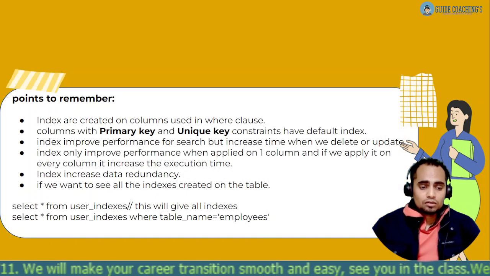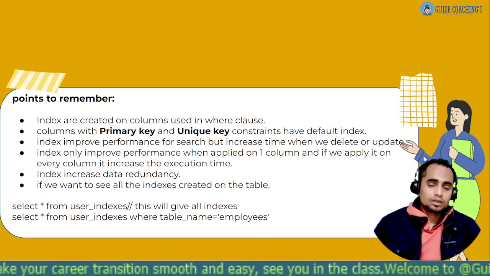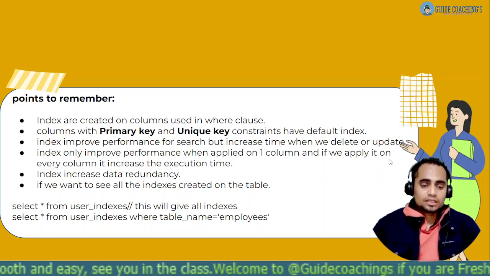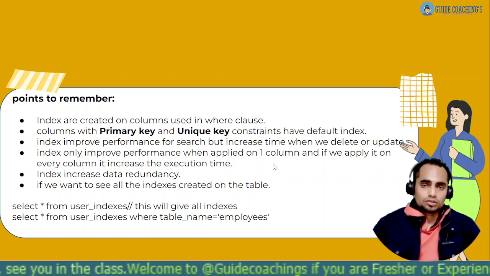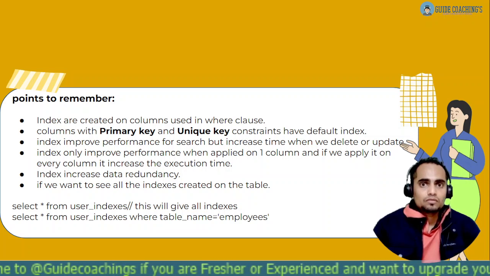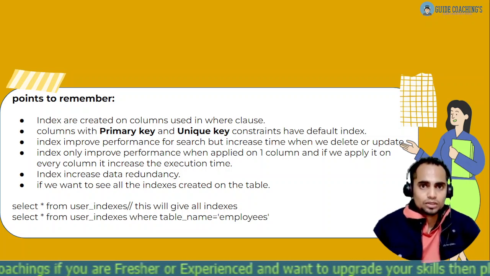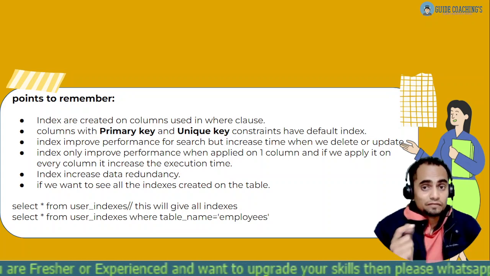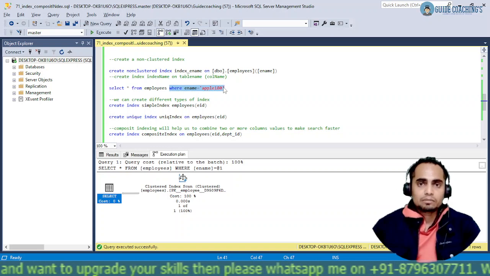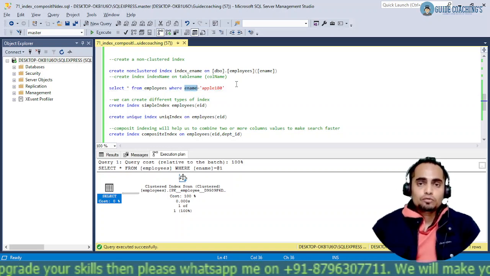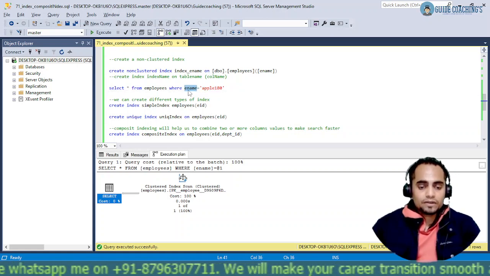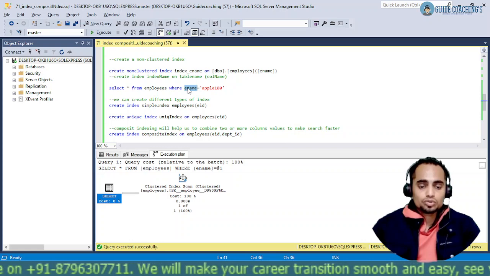Now there are certain points to remember while you are working with an index. The first point is that an index is created on columns used in the where clause. This was the point I wanted to make: whenever we have a where, we apply an index. Here, with where, we are giving a command that this specific name I want to find inside the table, so when we give a where condition, we are using the column name.